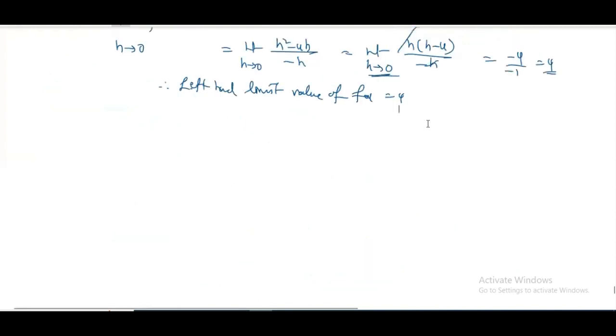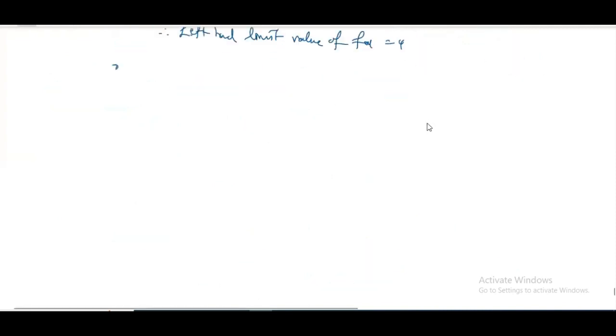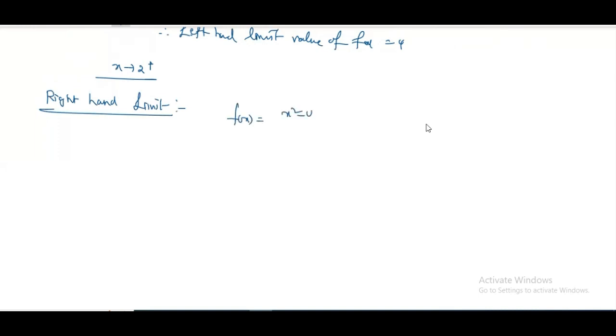So when x approaches from the right side, we say x is tending to 2 plus. This is called a right hand limit. Now let's see the right hand limit for the same function f of x is equal to x square minus 4 by x minus 2 at x is equal to 2. So when you find the right hand limit, you should replace x with 2 plus h.